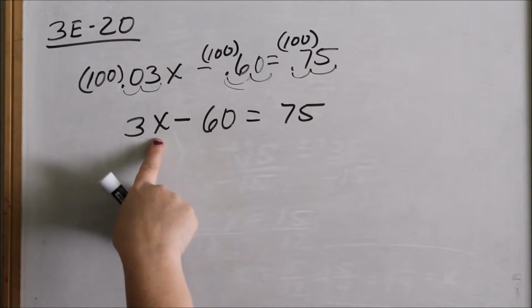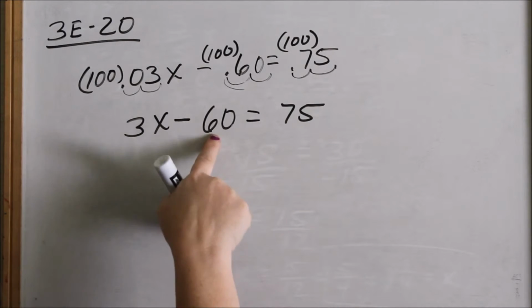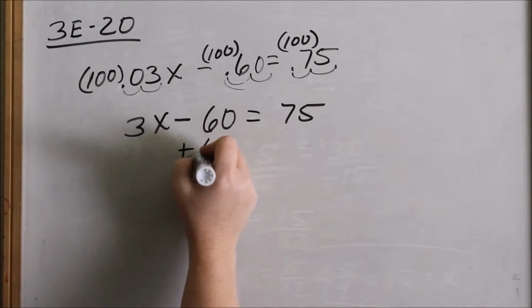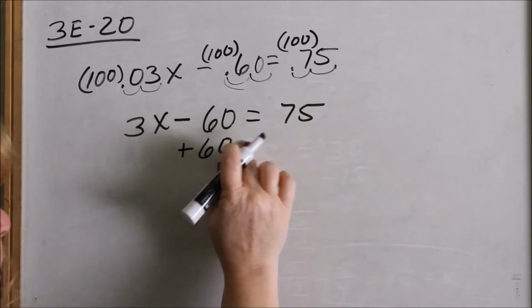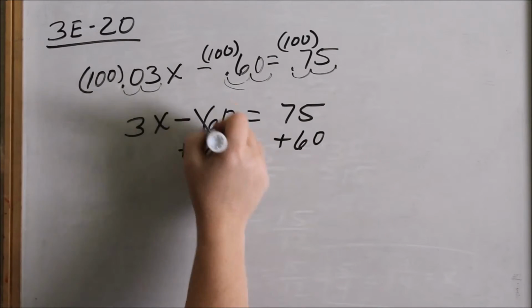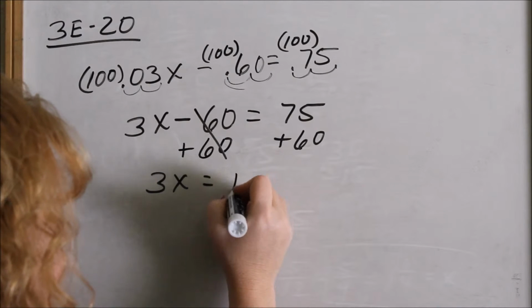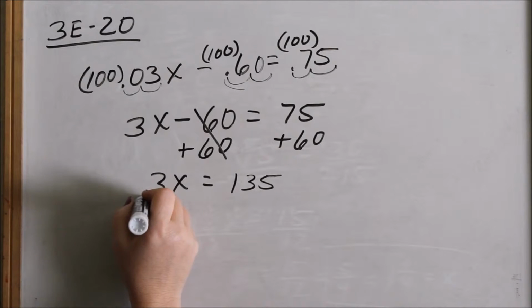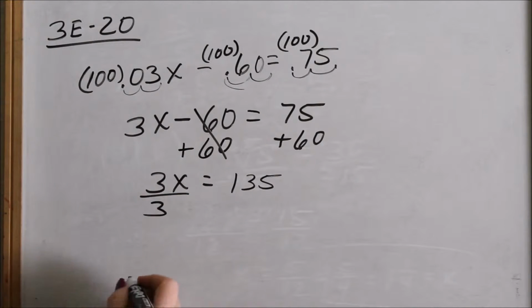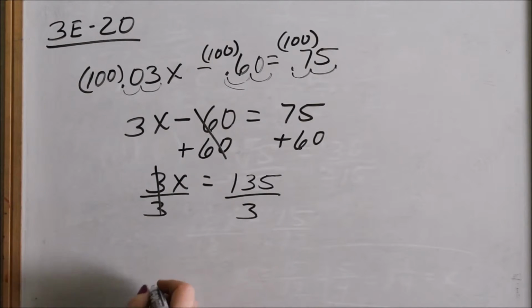Now we're just solving for x. We need to get the negative 60 away from the 3x. I'm subtracting 60, so I need to do the exact opposite, adding 60, to become 0. Whatever I do to the left side, I need to do to the right side. That goes away, and I'm left with 3x over here. 75 plus 60 is 135. This is being multiplied, so I need to do the exact opposite of multiplication, which is division. If I divide by 3 on that side, I need to divide by 3 on that side. That becomes 1x, or I can just write x.